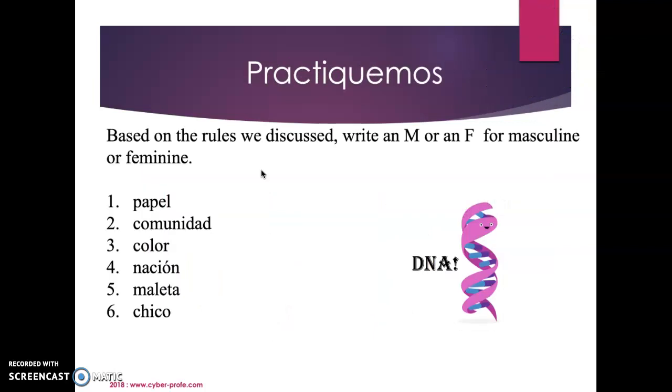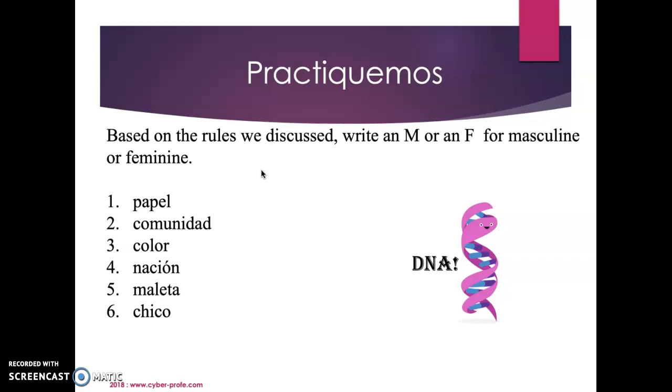Now we are going to practice together. So based on the rules that we just talked about, we are going to write an M for masculine or an F for feminine next to each word. So let's work on this together.